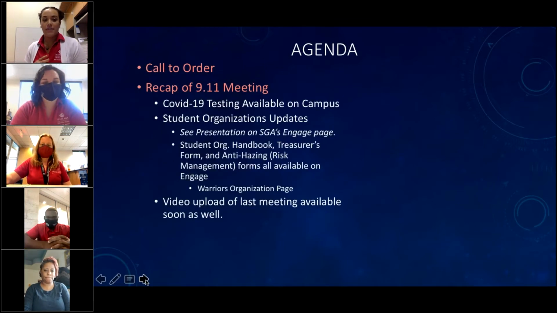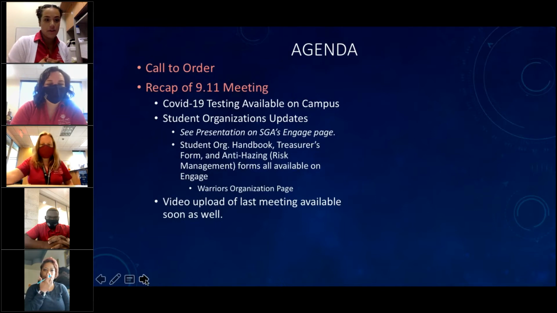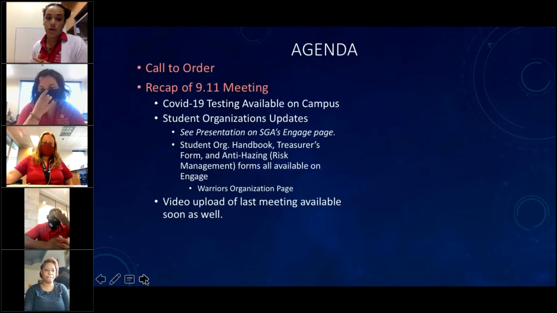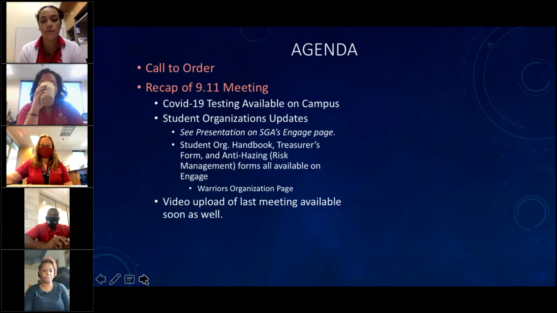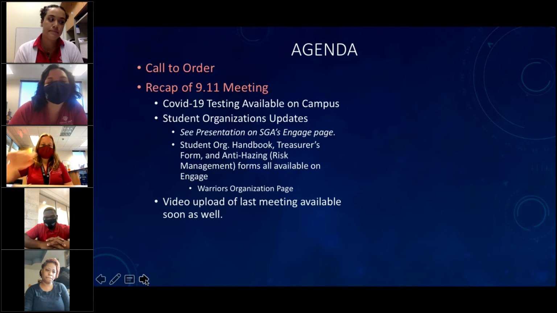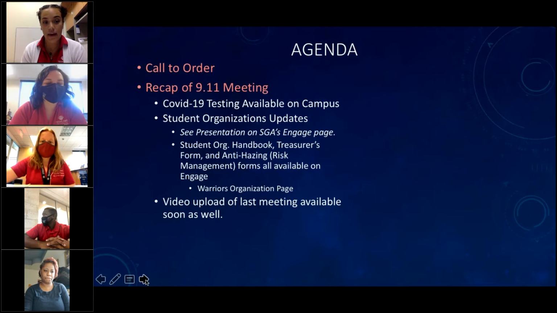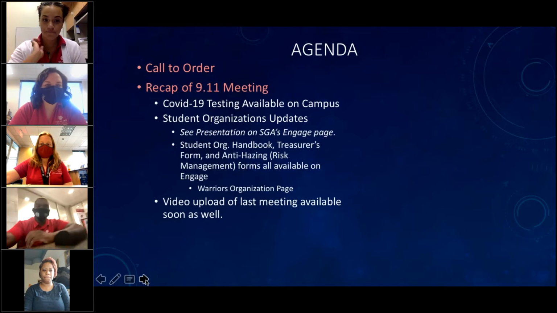So a recap of last meeting on the 11th. We talked about the COVID testing that they have available here on campus. Dr. Muna facilitates that along with Sean Kelly, and they usually do it on the right side of parking lot B. That's available to students, faculty, and staff. On poor weather days, like a few days ago when it was raining, they had it inside near the lecture hall in Warrior Hall.